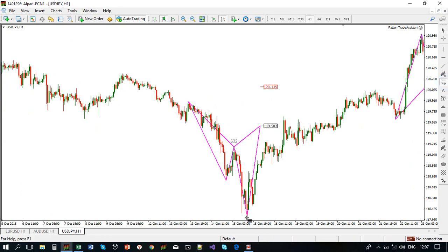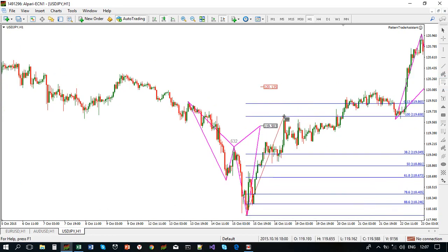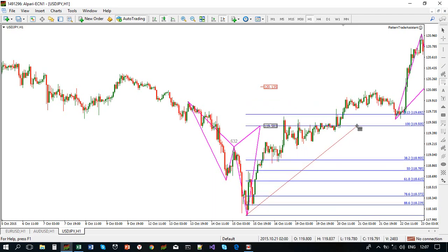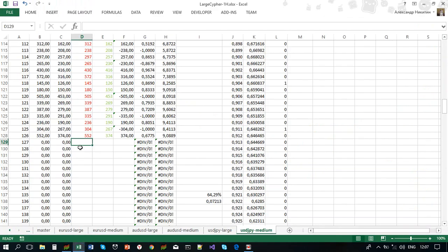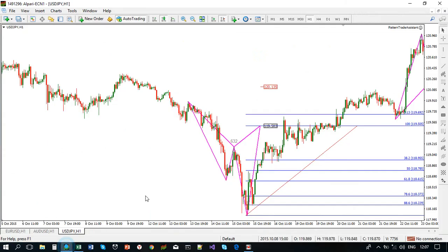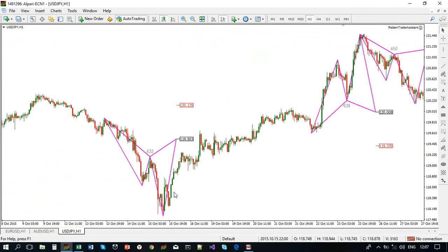Another pattern. Okay, it was a stop loss. Potential target was 54.9, 63.2, 63.2, 54.9, 63.2, 54.9, and it equals minus this. Perfect. Let's go next.